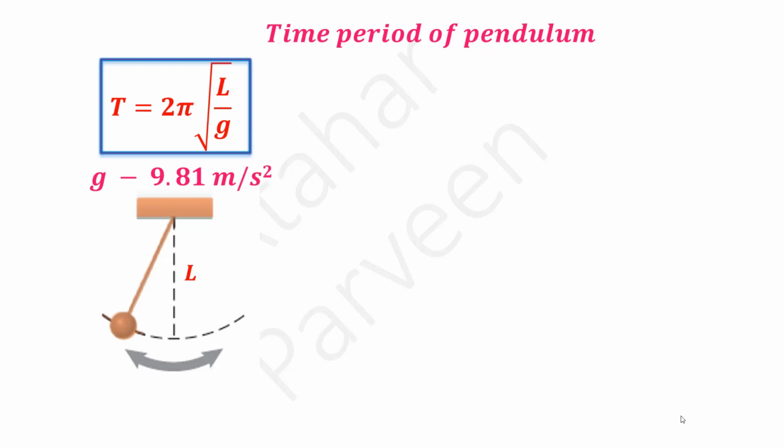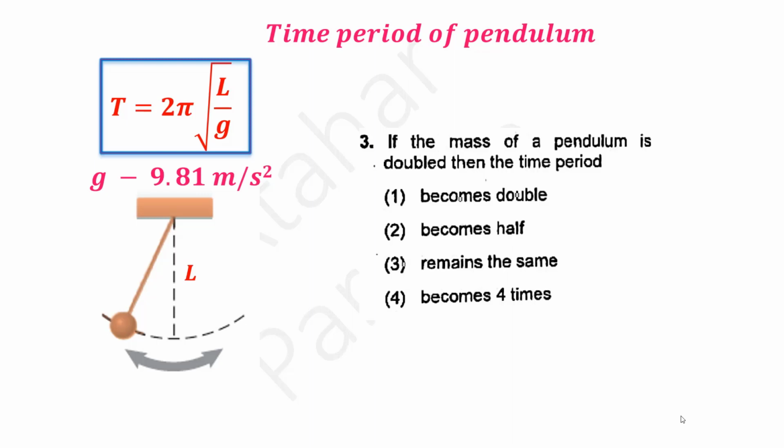Now based on this, one question was asked. If the mass of a pendulum is doubled, then the time period is. So if you know this formula, you know that there is no mass here in that relation. So if the mass of the pendulum is doubled or tripled or whatever it became, the time period of the pendulum will not change. It will remain the same.